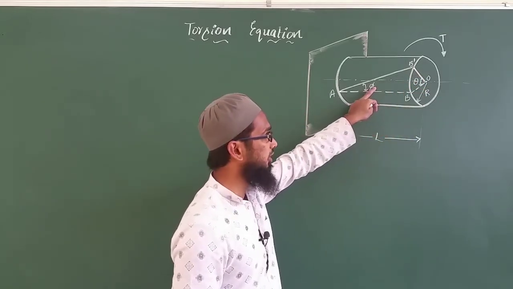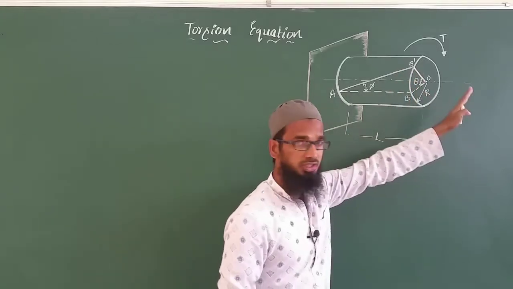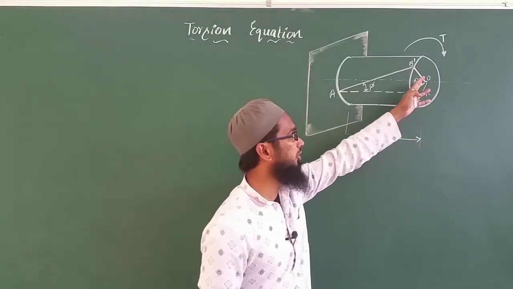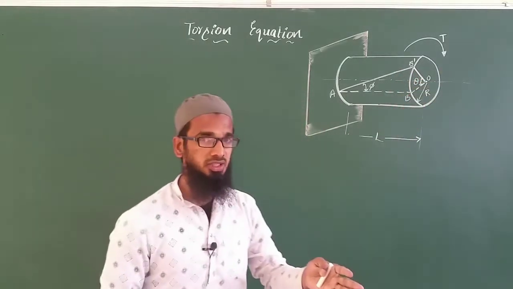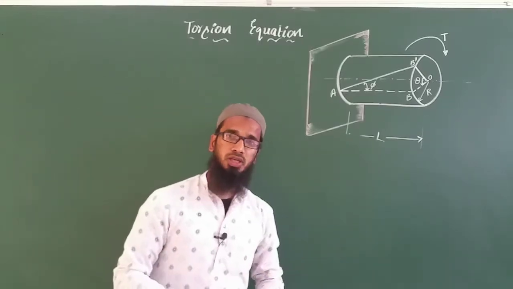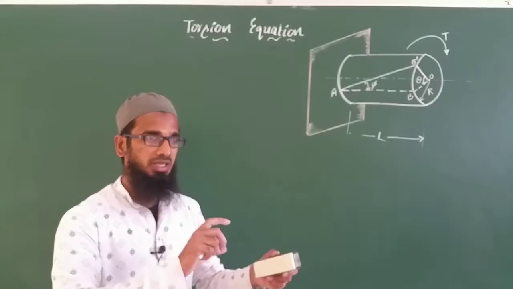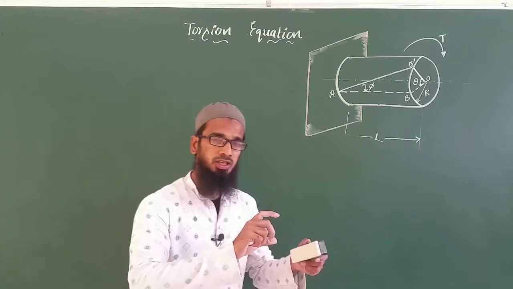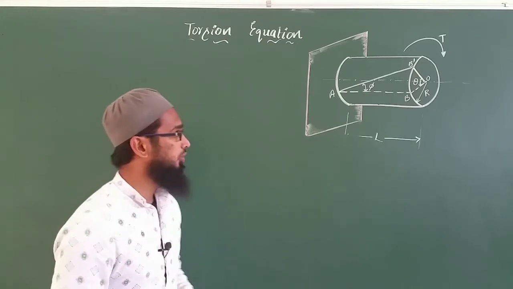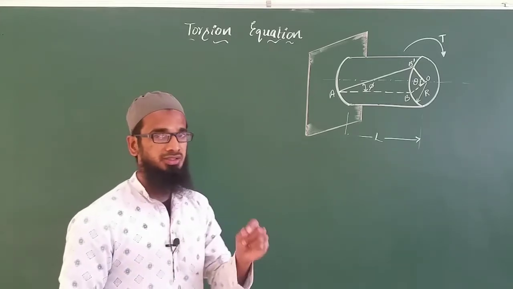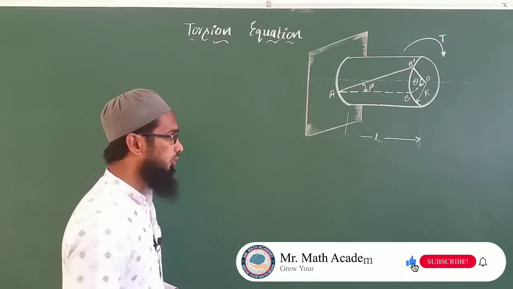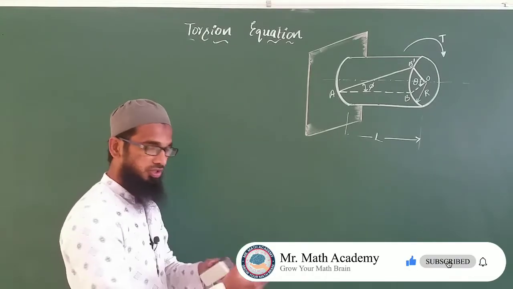On the other side, if you see from this side again, we can see there is one more angle, theta. That theta is nothing but our angle of twist, that is, how much angle you are twisting the shaft. In this case, phi indicates the shear strain. Now we derive how we can proceed here.